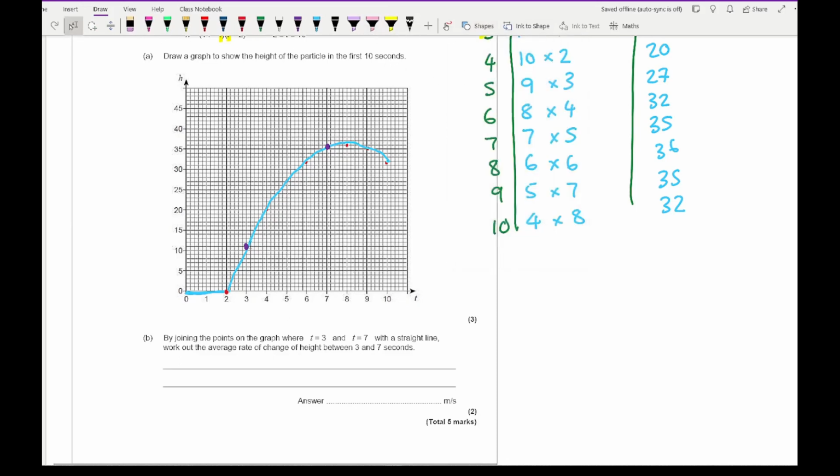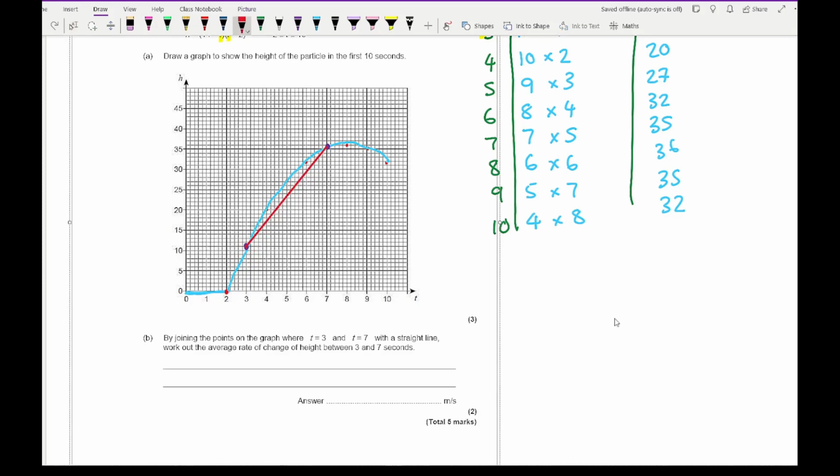And again, trying to be as accurate as possible. Now again, I'm using thick lines only because it comes up better on the screen. So here, and again, it's going to be a lot more awkward doing this on the screen. It would have been much easier doing it on paper. I'm joining those points up, and then what I then need to do is work out the gradient of this line.